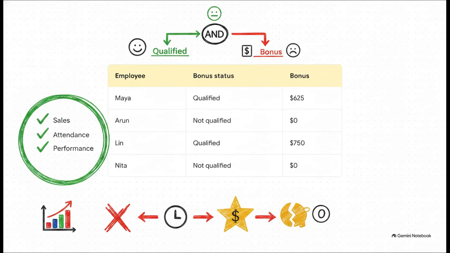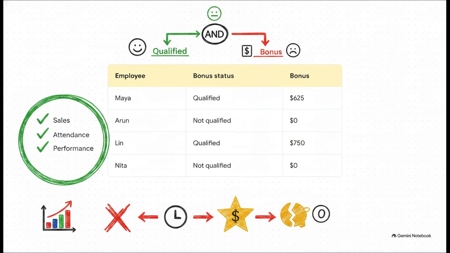So the crucial point is how this actually plays out in the real data. Take Maya. She had $12,500 in sales, she had 95% attendance, and an excellent performance rating. She met all 3, so she is qualified and she gets her 5% bonus calculation, which earns her $625. Lynn also hit all 3 and takes home $750.